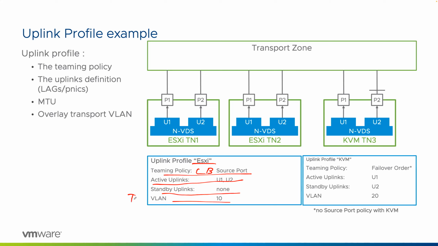Transport VLAN means a VLAN where there's overlay traffic. So many times we just think generally you have to configure a transport VLAN because you're going to use overlay traffic or overlay tunnel. Here's another example for KVM. It's the same thing.